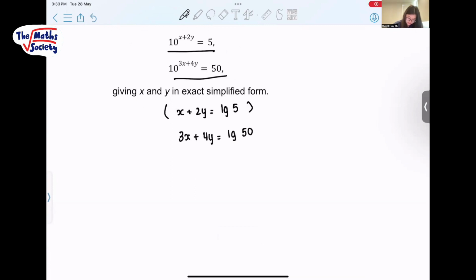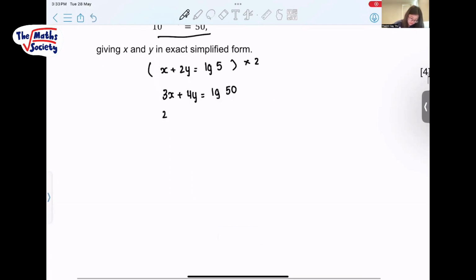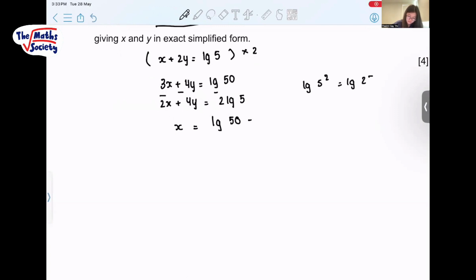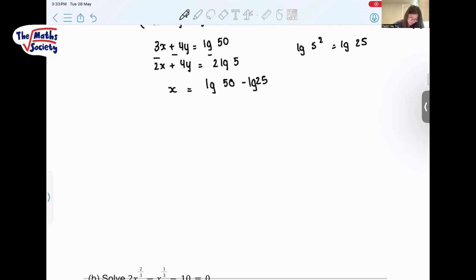And we need to multiply this by 2, right? So it's going to be 2x plus 4y equals to 2LG5. So 2LG5 basically is like LG 5 squared, which is going to be LG25. So you'll have like minus, minus, minus, so you have x equals to LG50. I say 2LG5 is the same as LG5 squared, so it'll be like LG25. So minus LG25. And then if it's minus, we divide them, so x is going to be LG2.